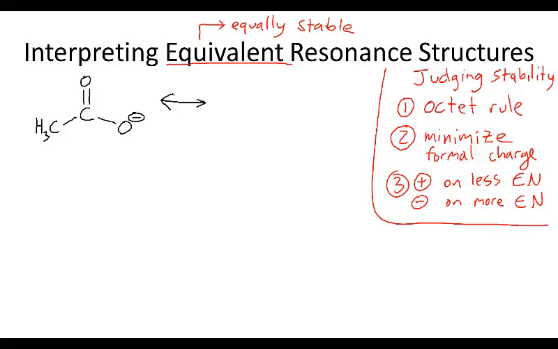This is the acetate ion. These two resonance structures are equally stable. They both follow the octet rule. They both have one formal charge, and that it's a negative formal charge on oxygen in both. So these two are equally stable. Therefore, the actual structure will be exactly halfway between the two.